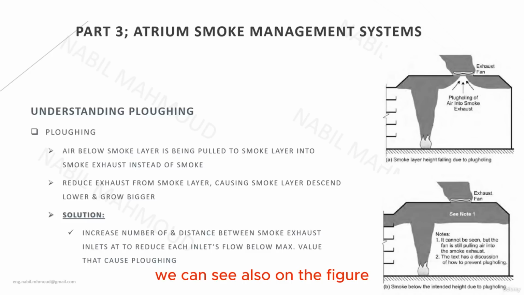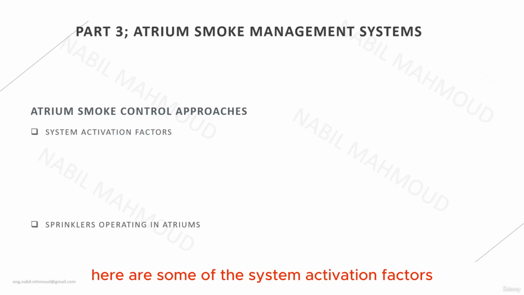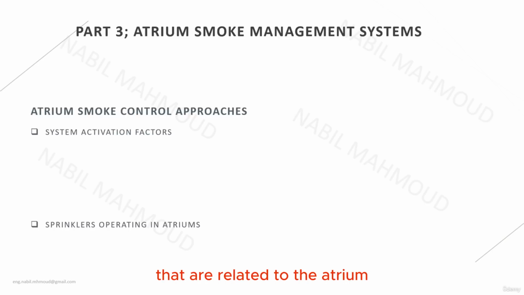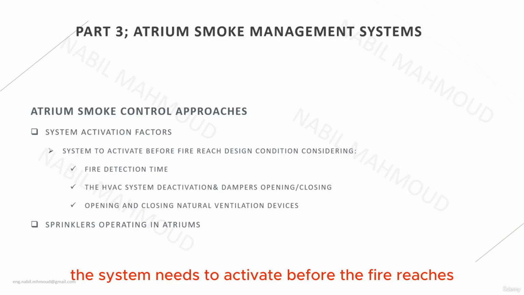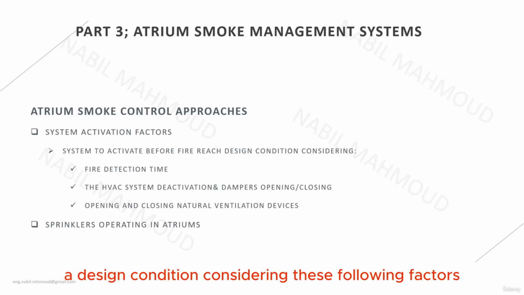We can see also on the figure on the bottom right side of the screen the effects of the smoke lowering and the smoke depth increasing due to the adverse effect of sucking air instead of sucking smoke due to blowing. Here are some of the system activation factors that are related to the atrium smoke management approaches. So the system needs to activate before the fire reaches the design condition, considering these following factors.